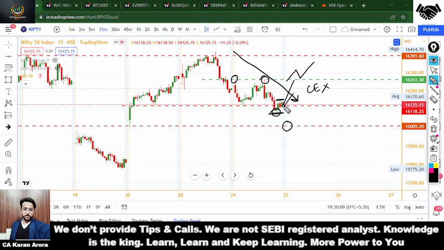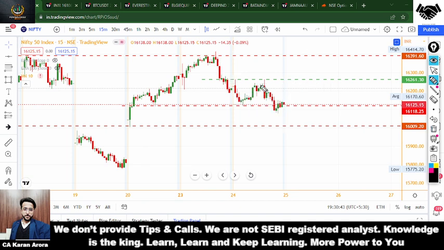If it opens flat and starts moving upwards, I won't do anything. I'll wait. Will I take a PE over here, on a rejection over here? The answer is no, because then the market might create a double bottom kind of scenario and this area might work as a good support and it might be a trend changing pattern there. So the chances of hitting the stop loss over here is quite big, if the market opens flat, touches this area, gives a fake red candle and then starts moving up. Okay, this is scenario number 1.